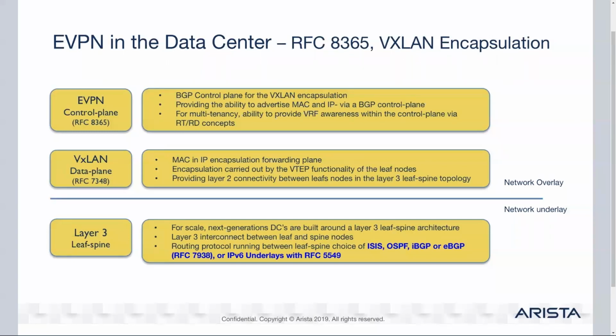And the VxLAN data plane, it's MAC in IP, or specifically UDP. Its job is to stretch layer 2 across the layer 3 underlay. That's the data plane we'll be using, defined in RFC 7348.